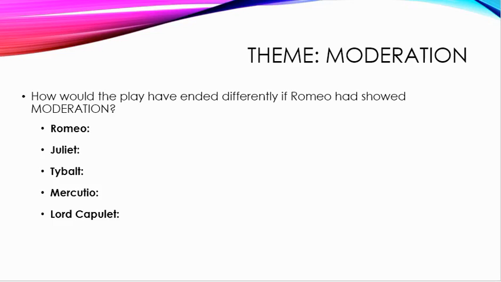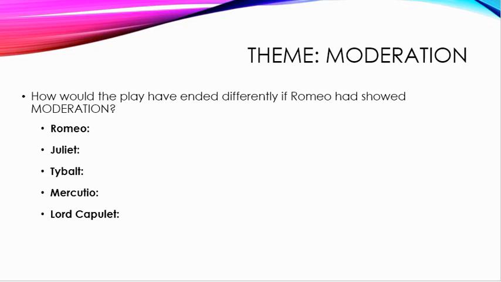So I have an essay for you that's based on the theme of moderation. I want you to seriously think through how the play would have ended differently if Romeo had showed moderation. What if Juliet had showed it? How about Tybalt, Mercutio, and Capulet? Each of these characters has actions that are well crafted, obviously, because Shakespeare wanted to entertain you. Shakespeare did this on purpose. He purposely had these characters do things without thinking through them to make a better play.